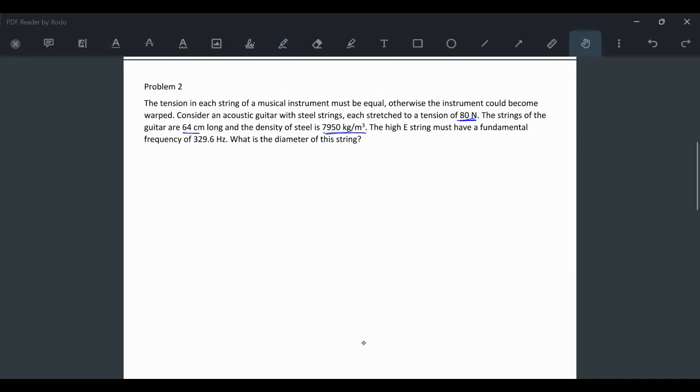Furthermore, we're told that the high E string must have a fundamental frequency of 329.6. And at the end of all that, we are asked to find the diameter of the string.